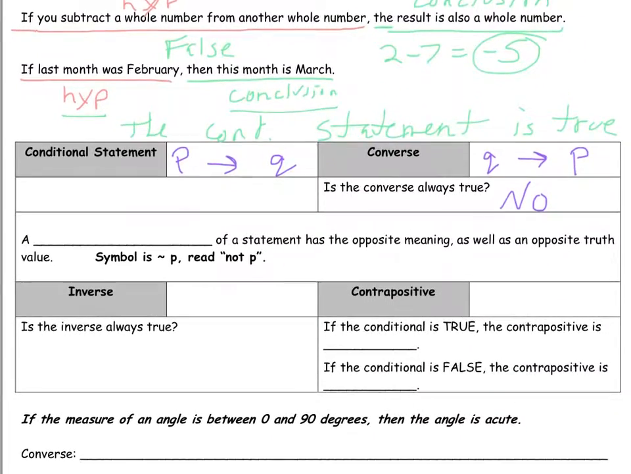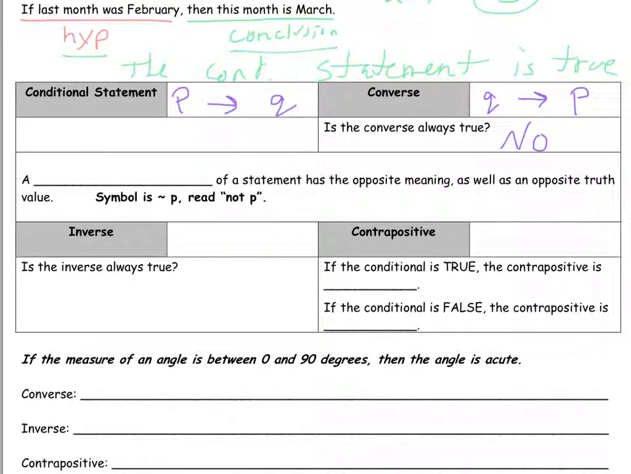Okay, looking at more of this table. A negation of a statement is the opposite. It has the opposite meaning as well as an opposite truth value. We write that with this symbol, but we read that as not P. We wouldn't say squiggly P. We would say not P and not Q. Is the inverse of a statement always true? No.